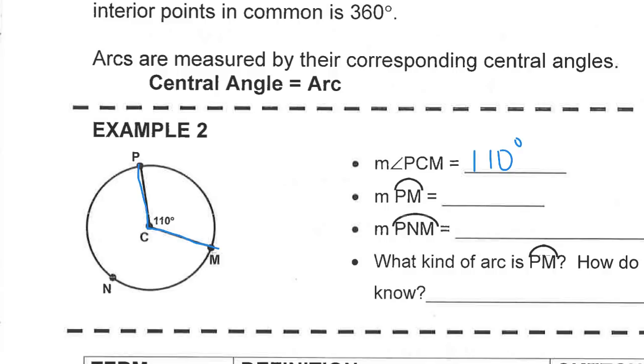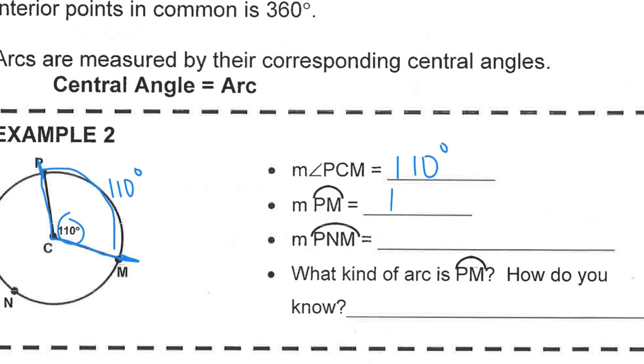So you see how this central angle cuts off this arc that goes from P to M? Whatever this angle is, that arc length is also that number of degrees. So I also know that arc PM is 110 degrees.